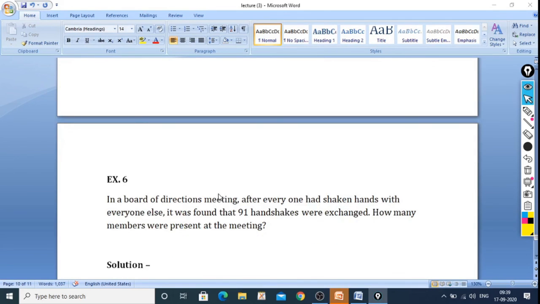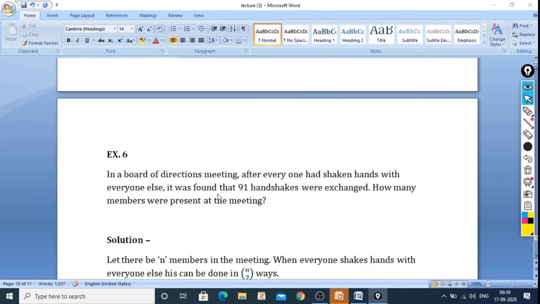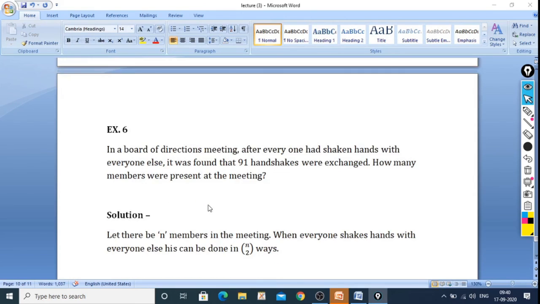Now the next example. In a board of directors meeting, after everyone had shaken hands with everyone else, it was found that 91 handshakes were exchanged. How many members were present at the meeting? Now, we don't know the total number of members, so let there be n members in the meeting.